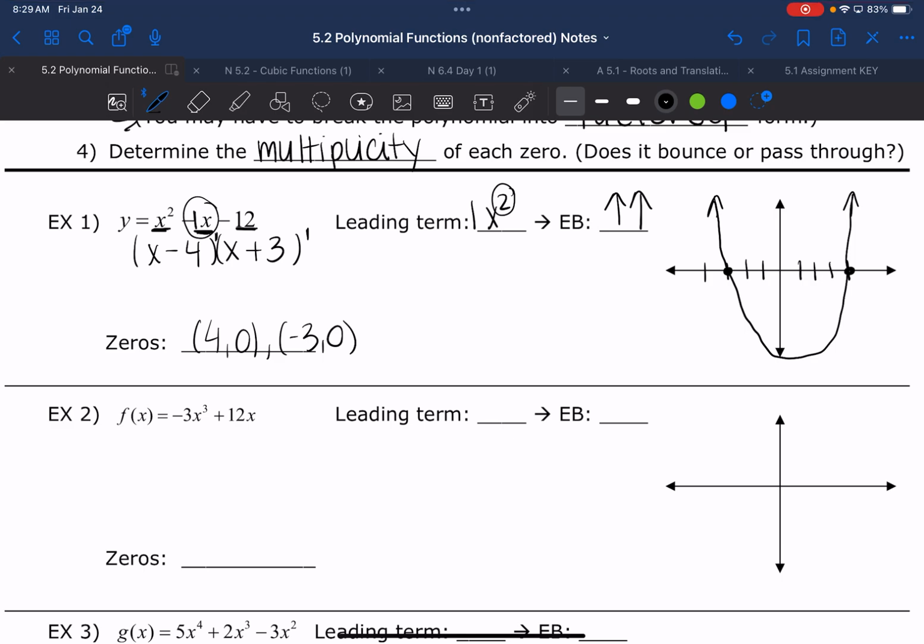You guys try examples 2, 3, and 4, and then we'll share them as a class to see what we got. So remember, when we factor, we're looking for anything that factors, anything you can take out in any way.